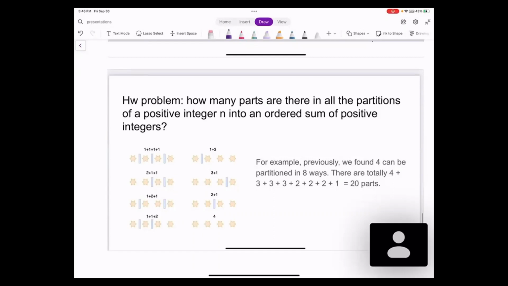For example, 4 could be done in 8 ways, and in each of these ways, we can count the number of parts. So this way has 4, this one has 3, 3, and so on. And in total, when we add them up, we have 20 parts. So what is the number of parts that we will find for the partition of a general n?